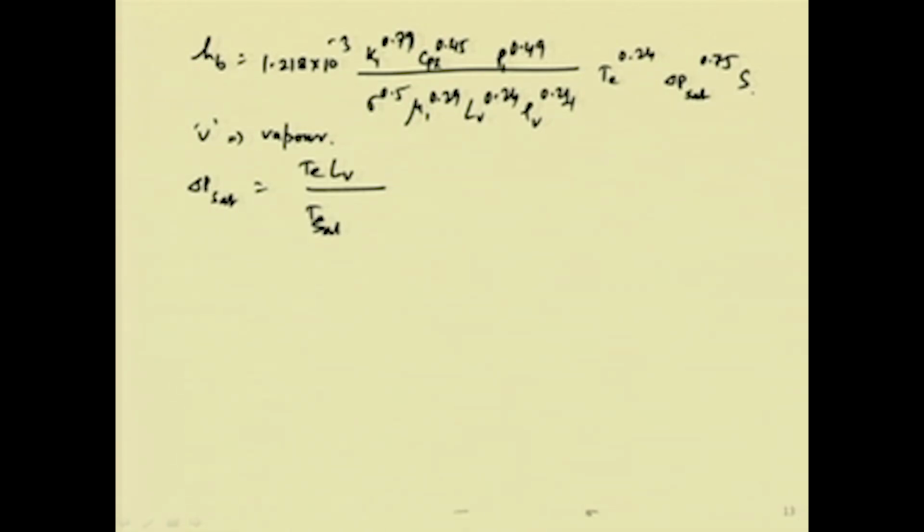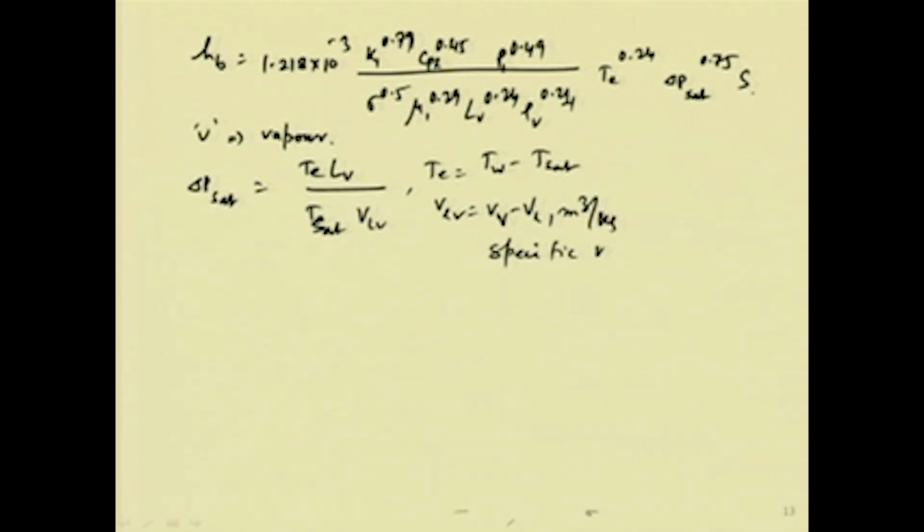Now, here the delta P_sat is given as h_LV delta T by T_sat into v_LV, where delta T we know is T_W, the wall temperature, minus the saturation temperature, and v_LV is v_V minus v_L. This is in meter cube per kg. That means these are specific volumes of vapor and liquid, and delta P_sat is in Newton per meter square.